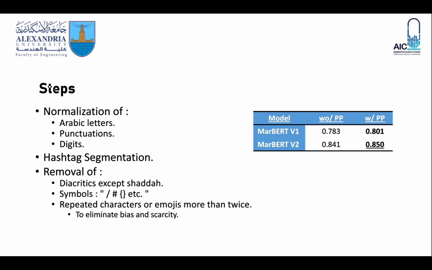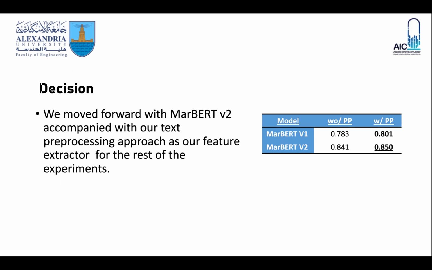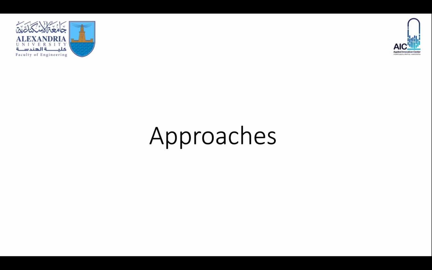After we did that, we tested MARBERT version 1 and version 2. We found that our pre-processing approach improved the results in both versions, but version 2 outperformed version 1. So we decided to move forward with MARBERT version 2 and our pre-processing step as our feature extractor for the rest of the experiments.